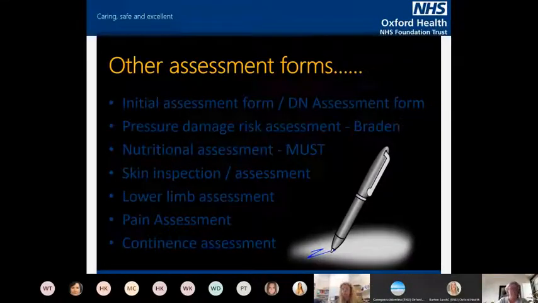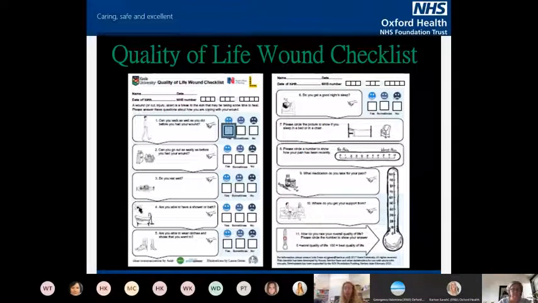Other assessment forms, again, not an exhaustive list, but things that will tie in and be more important depending on what wound you're looking at. But of course, for district nurses, you'll have your initial assessment form, your DN assessment form, pressure damage risk assessment and Braden, obviously key for pressure, nutritional assessment, a must, really key for all wounds, so not just pressure. Skin inspection and assessment, lower limb assessment, particularly for legs, pain assessment could be important for all aspects, and continence assessment may tie in with your pressure and just your general skin, or if they've got moisture problems as well. Quality of life wound checklist is another one.